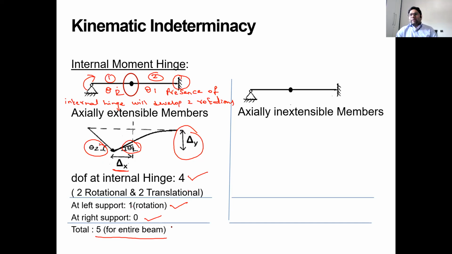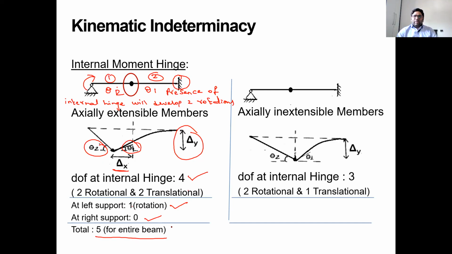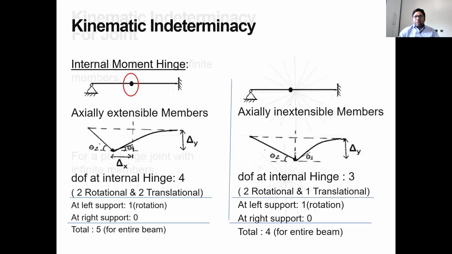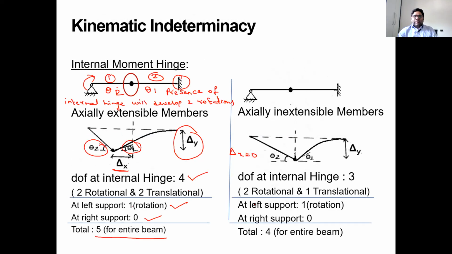But if it is inextensible, now let us take the case of the inextensible scenario. So under the inextensible case, what will happen? Only 3. So here delta x is equal to 0. So number of total will be 4. All of you can see that it is 4 here.